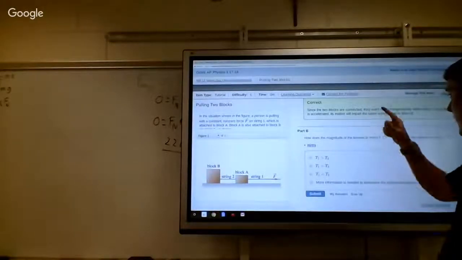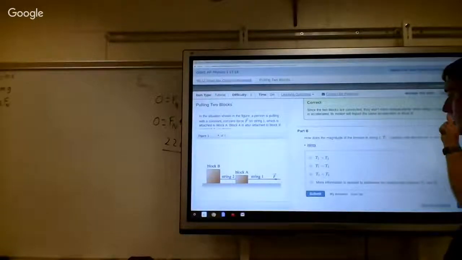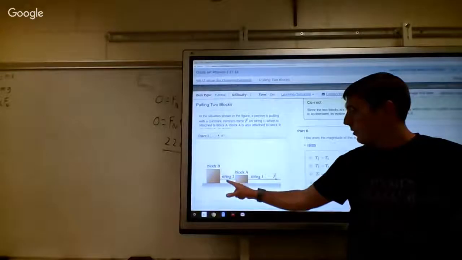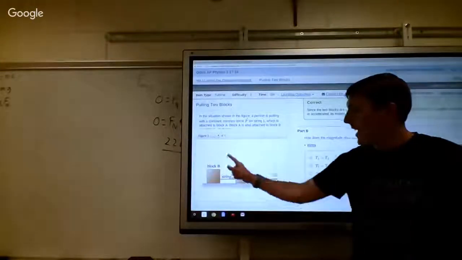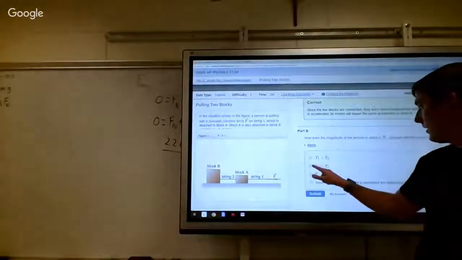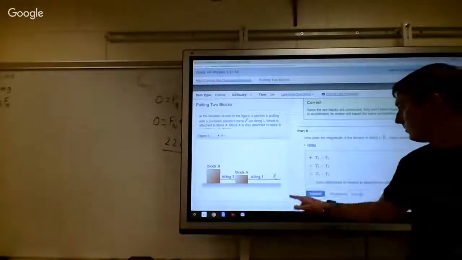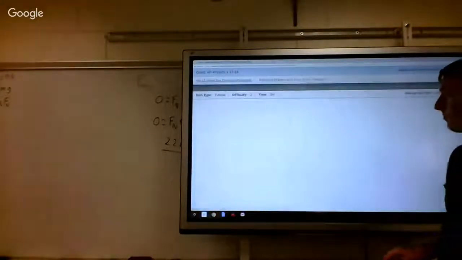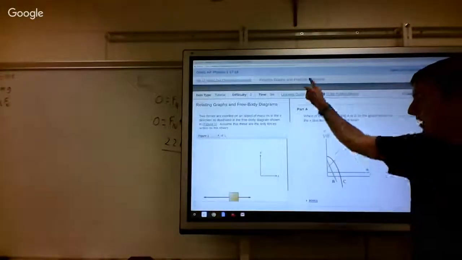How does the magnitude of the tension of T1 compare to T2? This tension right here has to be more than this one because this one is pulling A and B, but this one is only pulling B. So T1 is bigger than T2. That was a fast one. Zoom. 3 minutes, we can do this, all right?